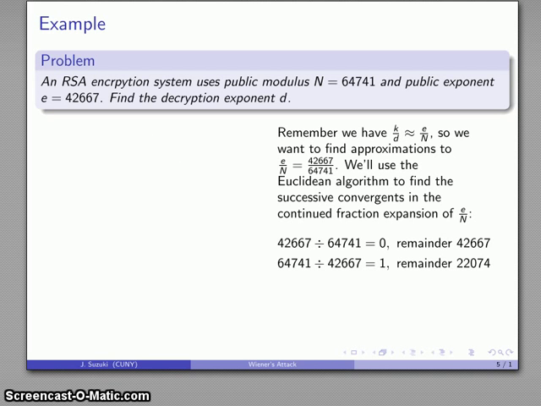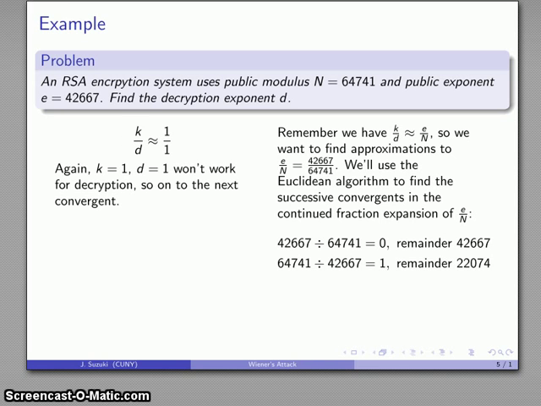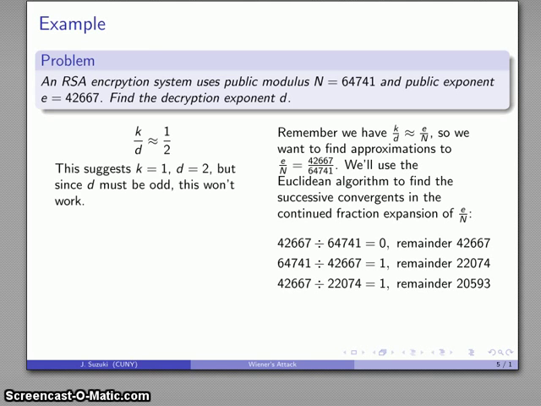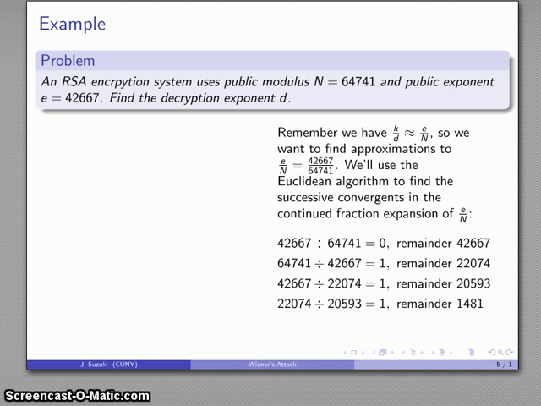So our next convergent, continuing that, 0 plus 1 over 1 is 1 over 1, and again, that gives us decryption exponent equals 1, and presumably that's not going to work. Our next convergent, 1 over 2, gives us a value for d that's even, but we know that d has to be an odd number, so again, this won't work.